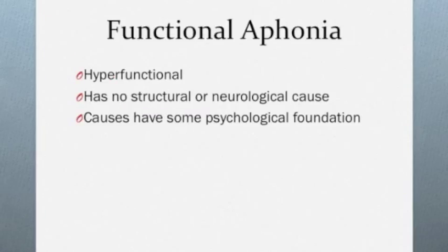Functional aphonia is a hyperfunctional voice disorder in which the person speaks mostly with a whisper, although they are able to use a normal voice when laughing, coughing, clearing the throat, and humming. There is no structural or neurological cause of the aphonia. Most of the causes have some psychological foundation, where psychological stressors or conflicts may contribute to the loss of voice. These clients respond well to voice therapy, where the speech-language pathologist helps them find their voice.